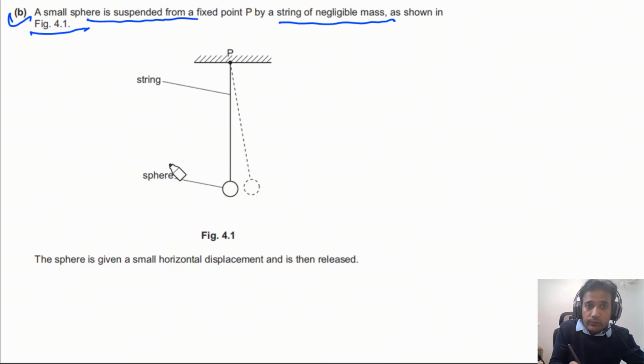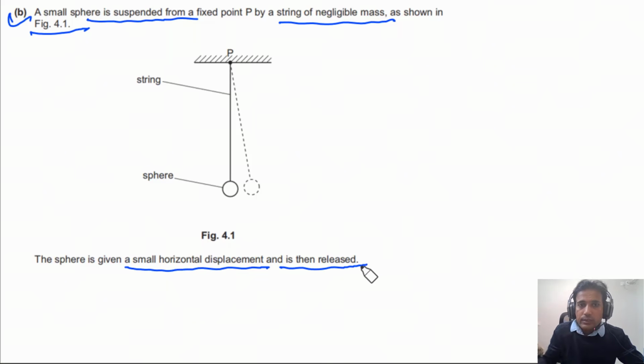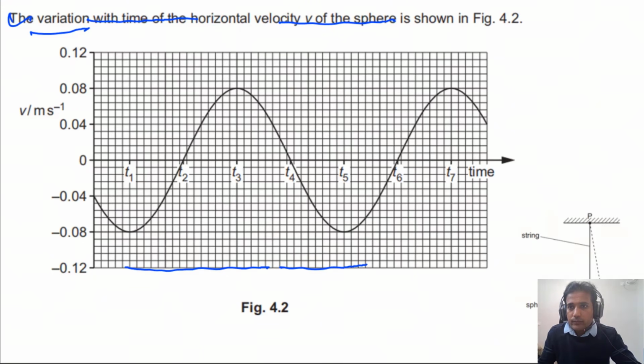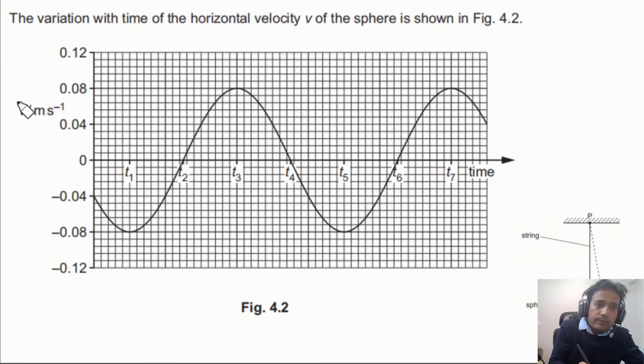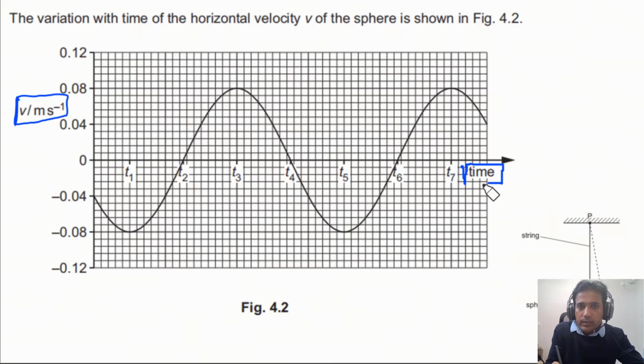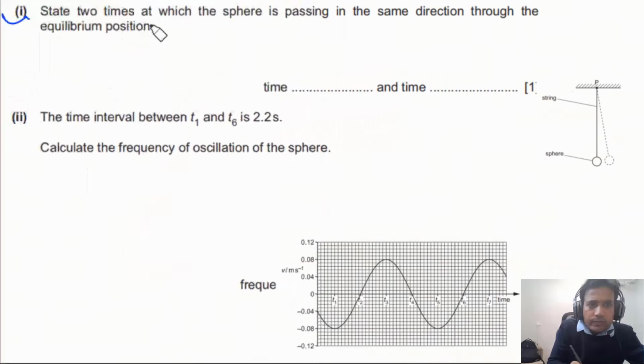Part B says a small sphere is suspended from a fixed point P by a string of negligible mass as shown in figure 4.1. The sphere is given a small horizontal displacement and is then released. On the next page, we have the graph. This graph is given to us. On this graph, you can see on the y-axis we have the velocity and on the x-axis we have the time. Part 1 says state two times at which the sphere is passing in the same direction through the equilibrium.